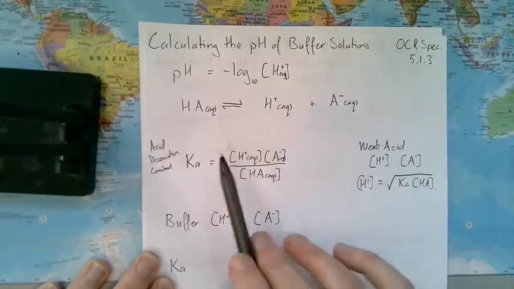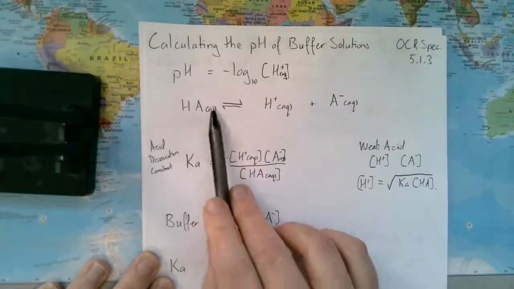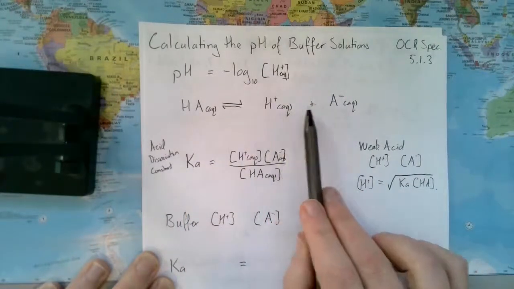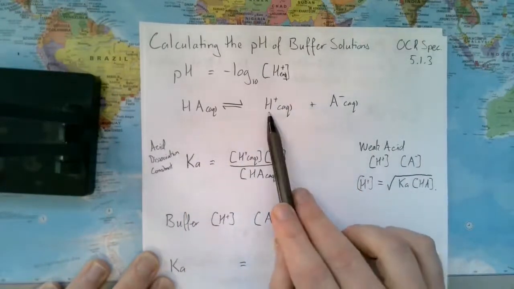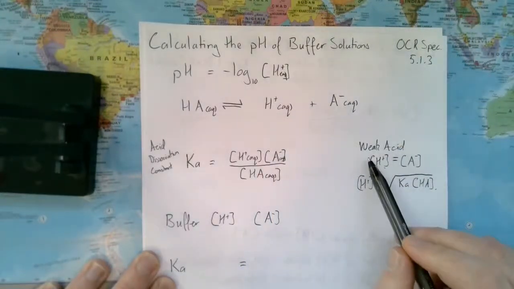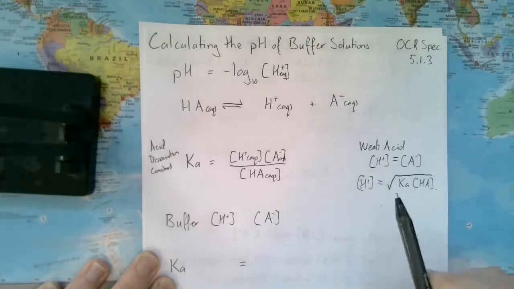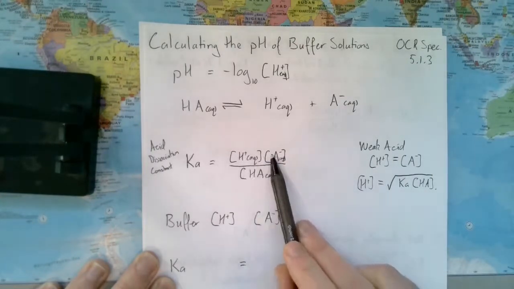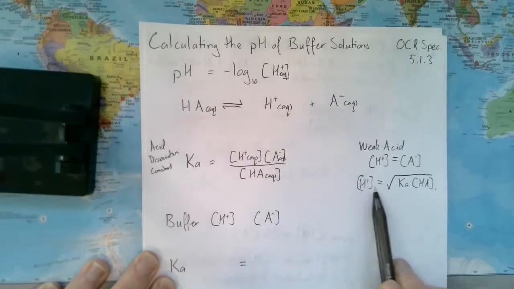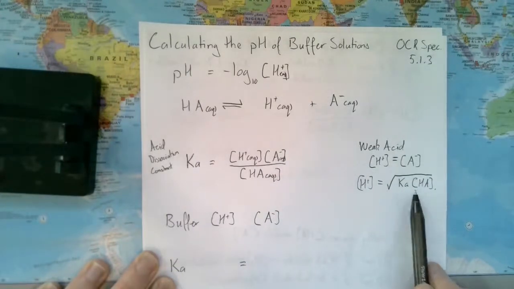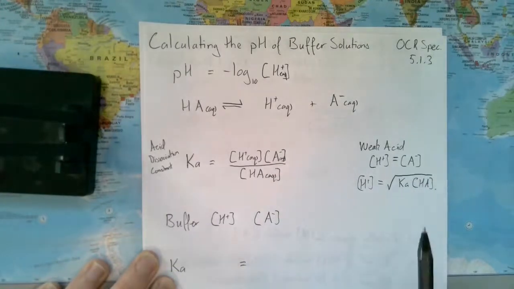Now, if we simply have a solution of a weak acid, we start off with a weak acid and it dissociates into equal amounts of H+ and the conjugate base, which means the concentration of H+ is equal to the concentration of the conjugate base, and so this becomes [H+] squared. If we rearrange it, we can get the concentration of H+ using the equation: square root of Ka multiplied by [HA].